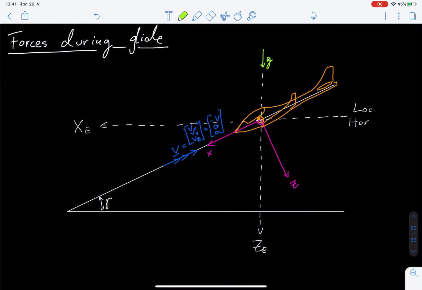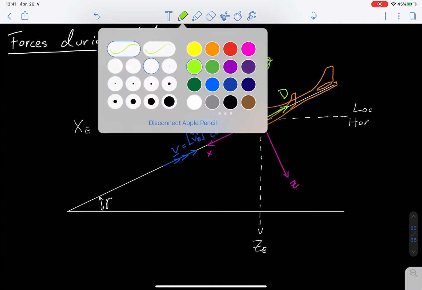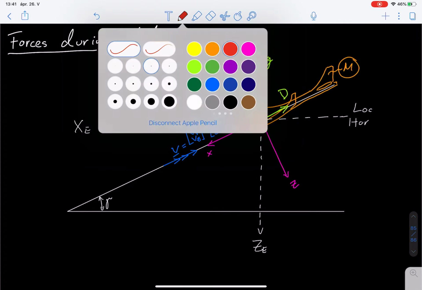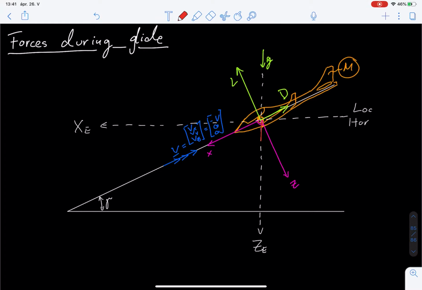So we're going to have the lift, which is going to be perpendicular to the relative airflow. We're going to have the drag, which is parallel with the relative airflow, so right here. And of course we're going to have the weight of the airplane, because the aircraft is going to have a mass, so the mass times the gravitational acceleration gives us the weight of the airplane. So it's going to be somewhere right here. So this is the weight of the airplane.